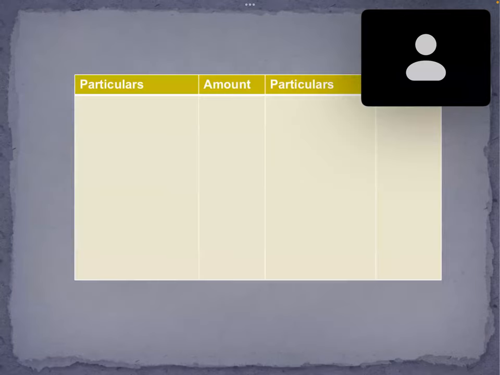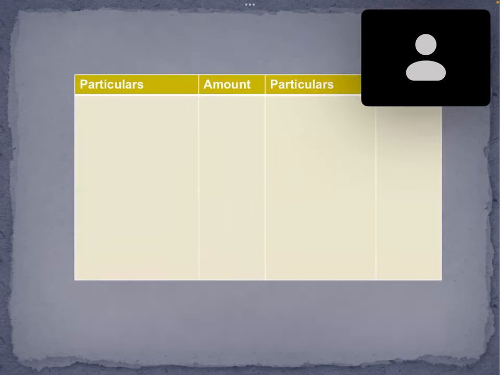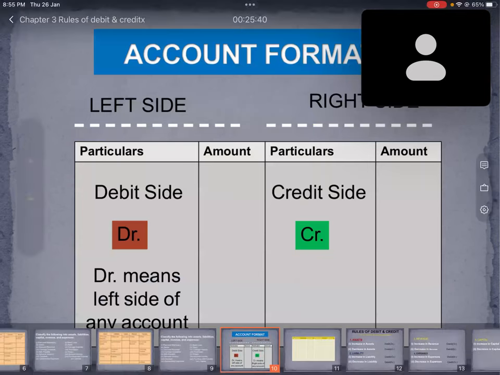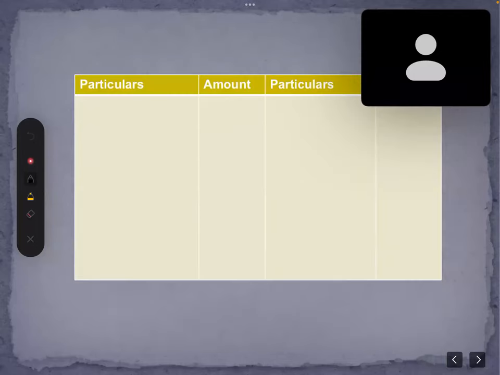Like we just understood this format of the account, right? Okay, so let's suppose this is a particular kind of asset account, like a machinery account, for example. The rule says in respect of machinery account that whenever there is an increase in asset, that means an increase in machinery, which means whenever we buy a machine, that needs to be recorded on the debit side of the machinery account.